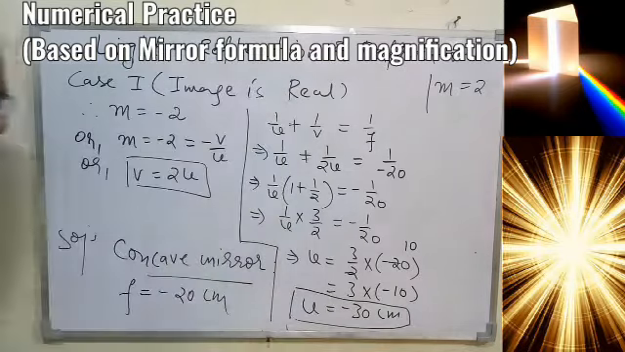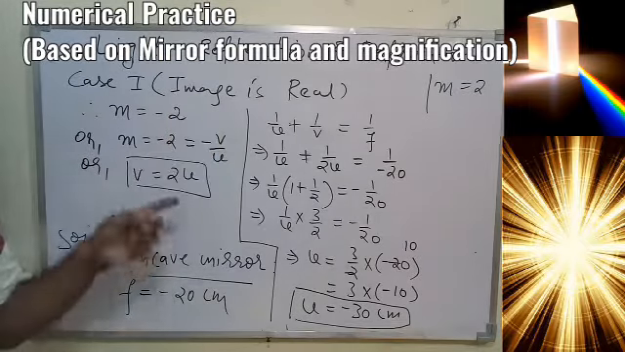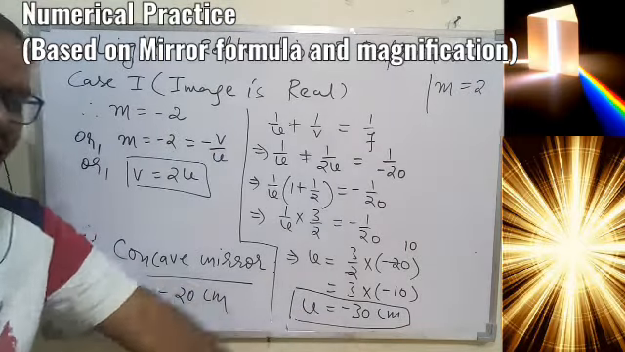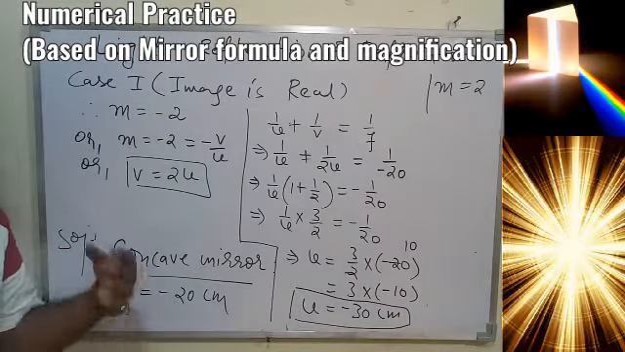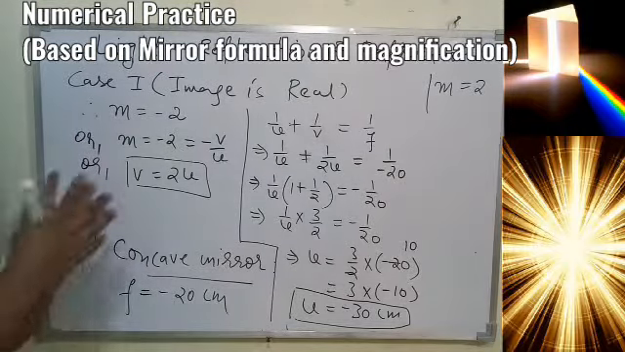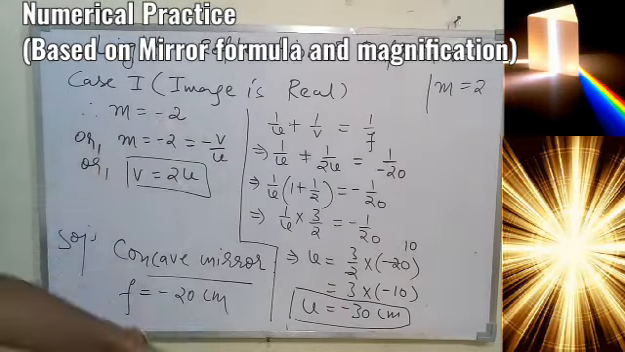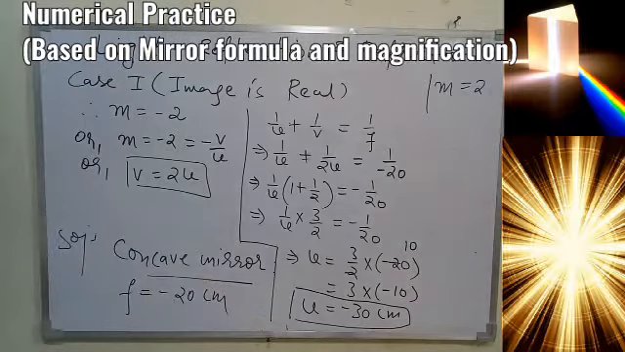So here directly you got the first answer, that is if the image is real, then the object must be placed at minus 30 centimeter. That is, the object is at 30 centimeter in front of the concave mirror. We got the case 1 condition answer. I hope you understood. Case 1, image is real, object distance minus 30 centimeter. Let's go for case 2.